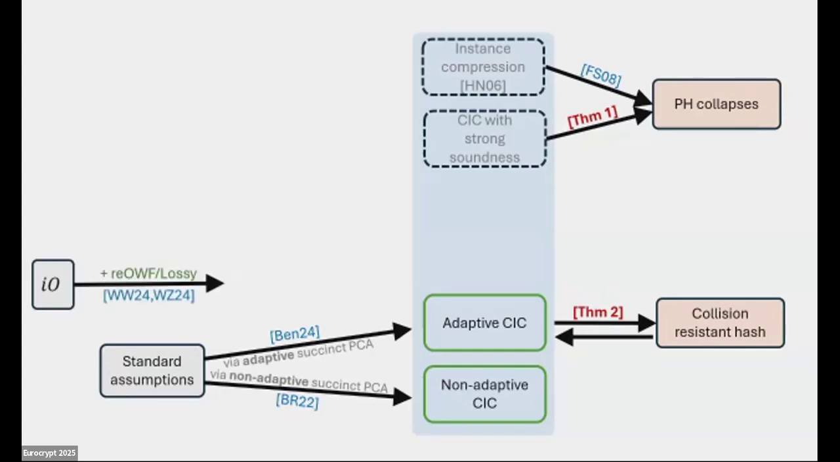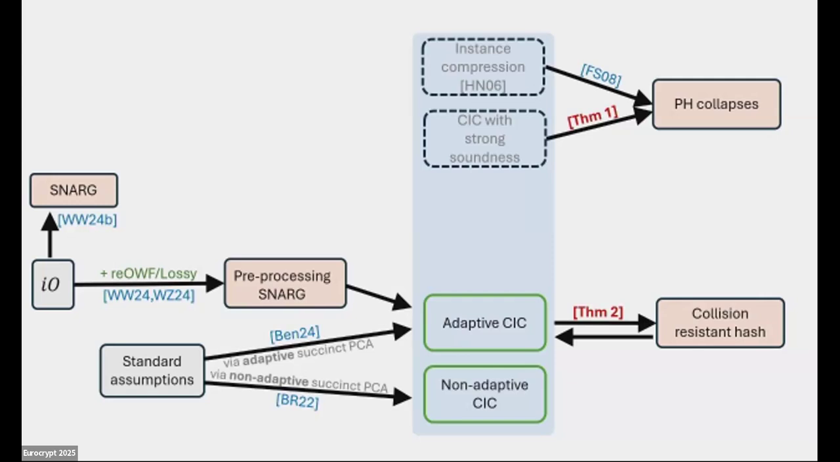Now, another way to get adaptive CAC is through I/O. A recent line of work showed that assuming I/O plus some structured assumption, we can get SNARG. If we look into their construction, this SNARG is actually a pre-processing SNARG. And what we show in our paper is that pre-processing SNARG implies adaptive CAC. So to bypass the impossibility result of Asherov and Segev, we need to get rid of the additional structured assumption here and go from I/O to collision-resistant hash function.